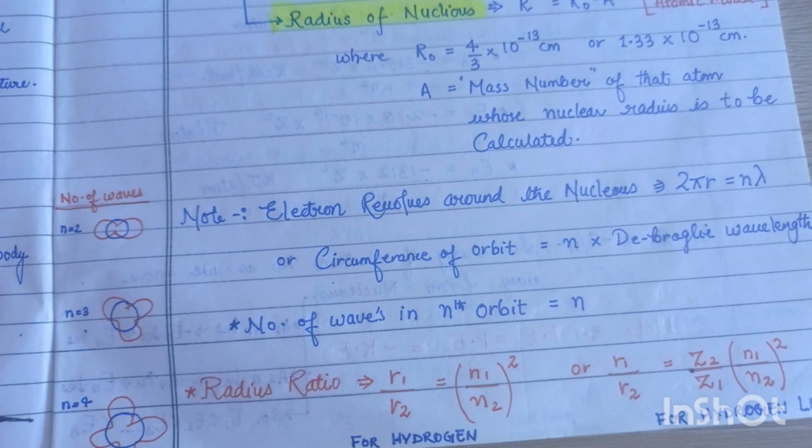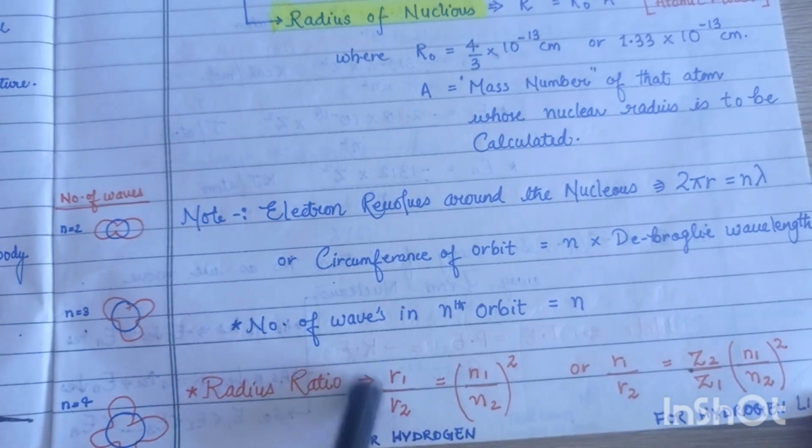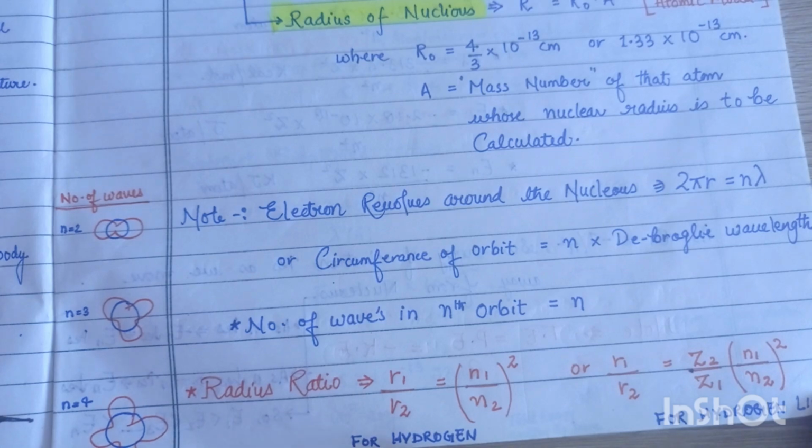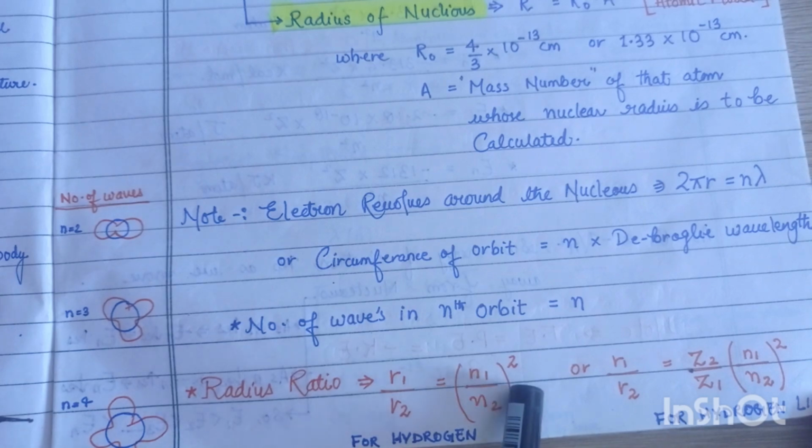Some students will start applying the original formula, which is time consuming. They are asking only the ratio. No need to use the full formula. Always use r1 upon r2, the radius of the first orbit and the second, of the comparison atoms whose ratio is to be calculated. If this is for hydrogen, see, it is written hydrogen. For hydrogen, simply r1 upon r2 is equal to (n1 upon n2) whole square, where n1 and n2 are the orbit numbers.